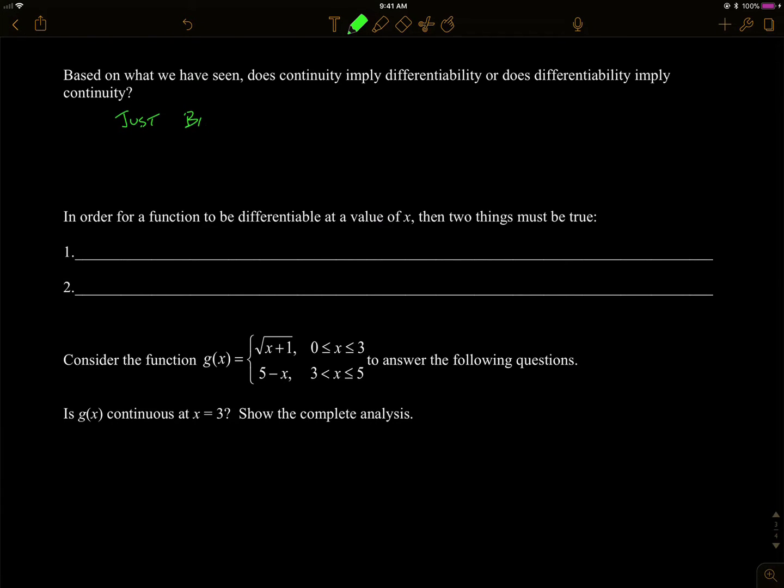I'm writing this out, what I've said a couple times now and what it means. So you do want to get this written down.